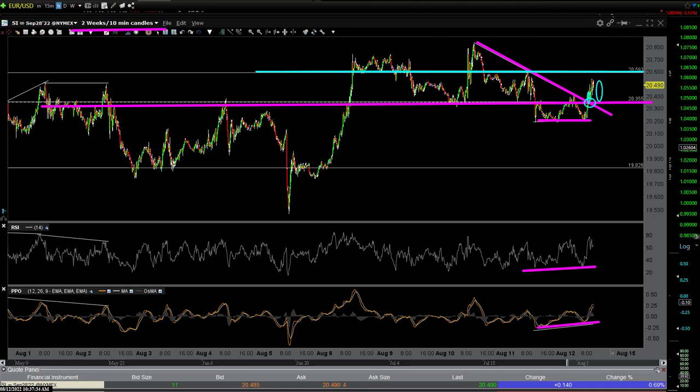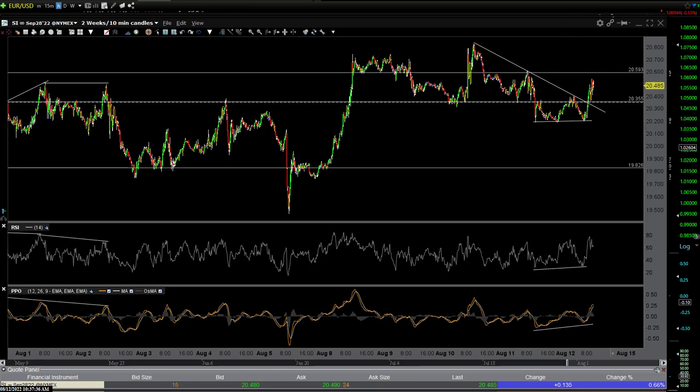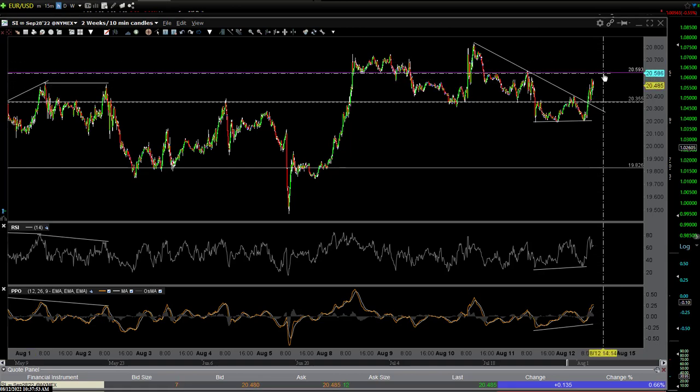Any back tests of that level, should be my arrow tool, any back tests of that level would prove to be an objective entry, as would a back test of the trend line, and even there's a little support right here. So obviously I want to see those levels hold. It's not the end of the world, but it would be ideal. Like I said, this is just a very short-term chart.